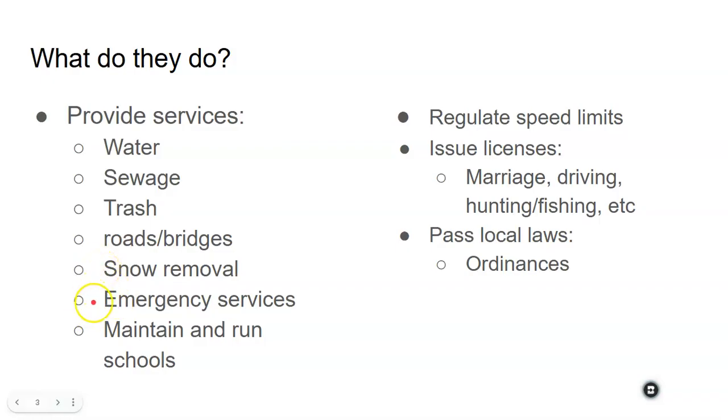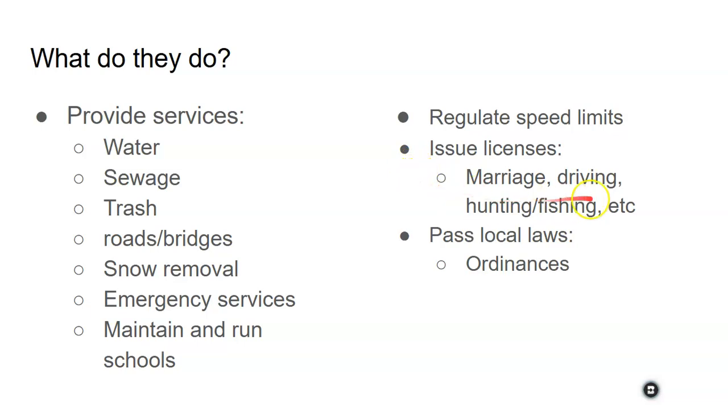Emergency services like police, fire, paramedics, those are all run by local governments, often townships or towns. And schools. So maintaining and running schools are done by the local school districts, and those are always based off of where you live. Local governments also regulate speed limits. So when you are in town, that is decided by the town government, what the speed limits are, okay? If it's a state highway or an interstate, those are all regulated by the state, okay?